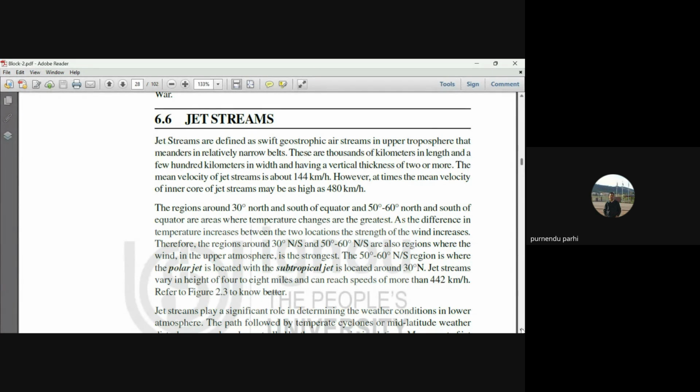So jet streams are defined as the swift geostrophic air streams in the upper troposphere that meander in a relatively narrow belt. These are thousands of kilometers in length and a few hundred kilometers in width, having a vertical thickness of two or more kilometers. The mean velocity of a jet stream is about 144 km per hour. However, at times, the mean velocity of the inner core of jet streams may be as high as 480 km per hour.